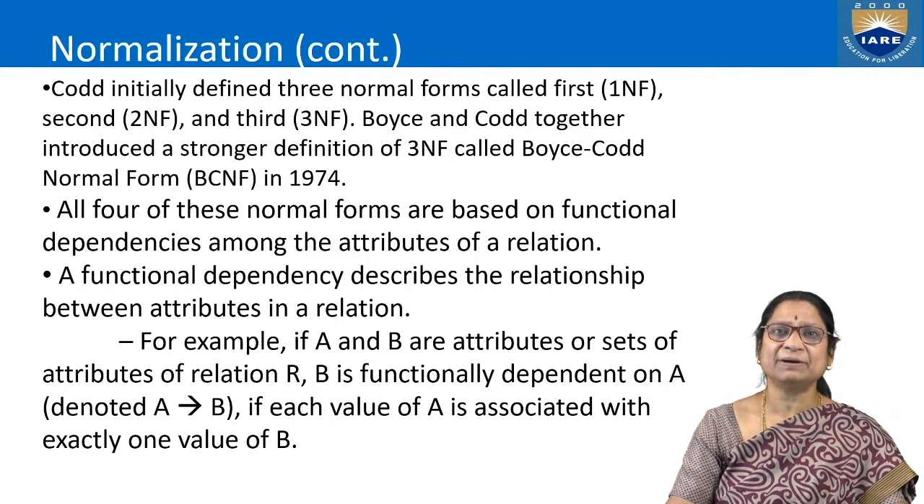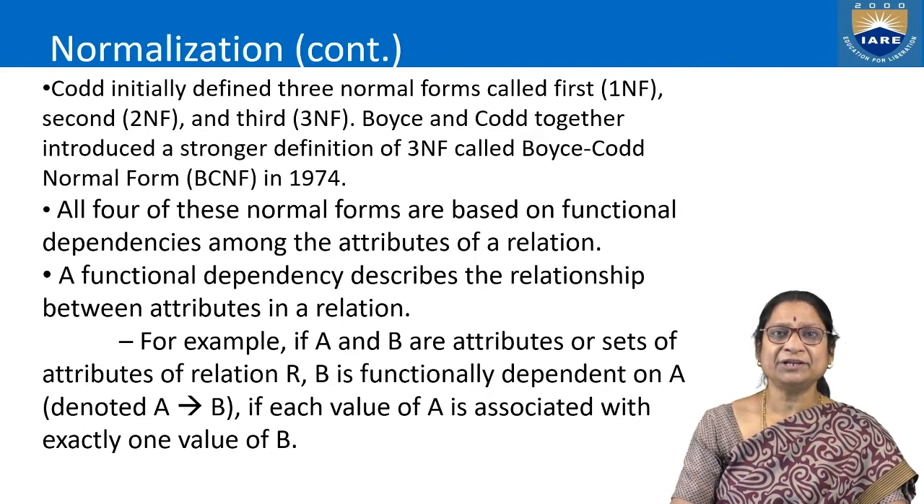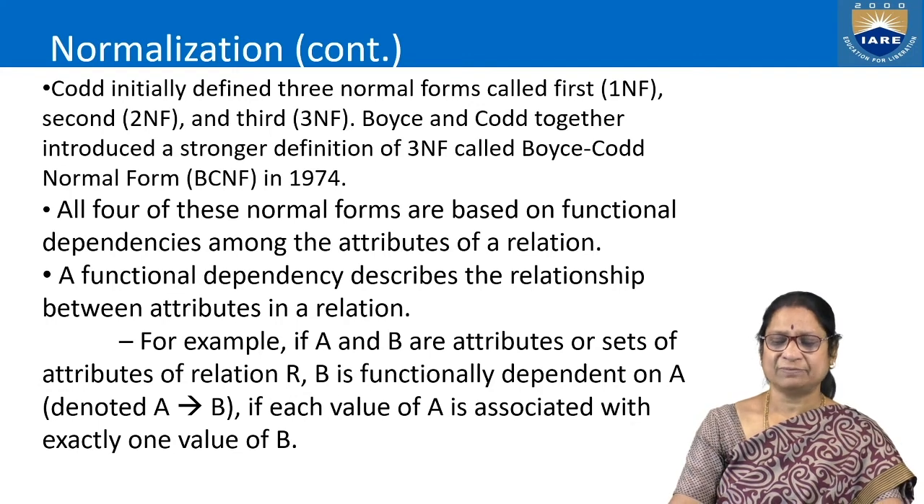I already defined functional dependencies and how to compute the closure of dependencies, etc. These four normal forms are based upon the functional dependencies which exist on our relation schema. For example, if A and B are attributes or sets of attributes of relation R, B is functionally dependent on A, denoted by A determines B, if each value of A is associated with exactly one value of B. And also, I explained to you how this functional dependency leads us to the key concept.